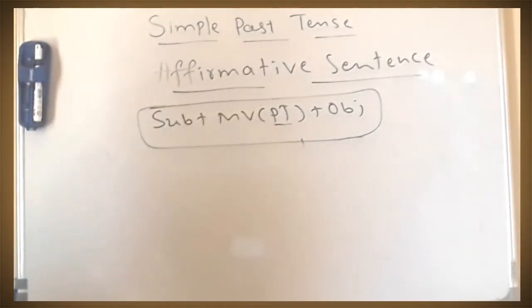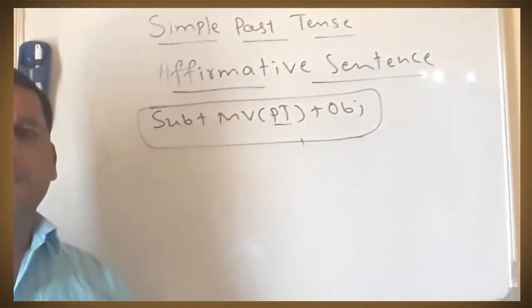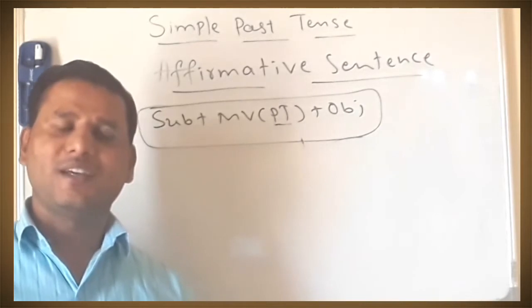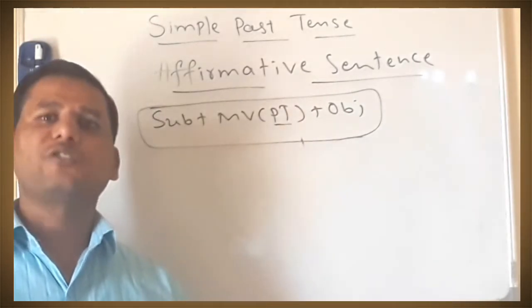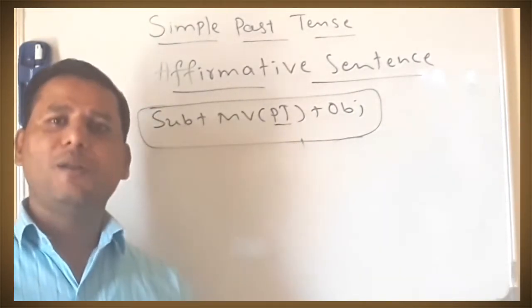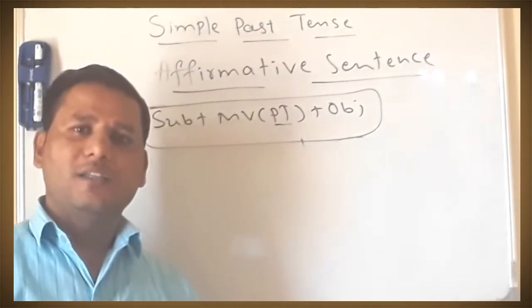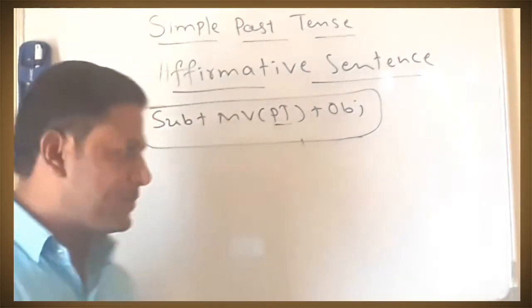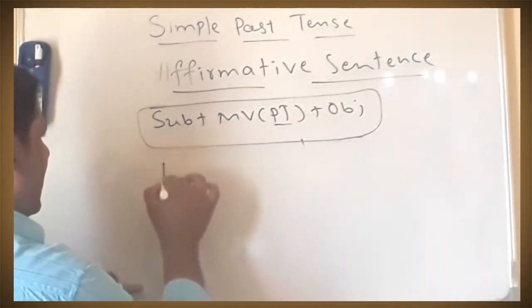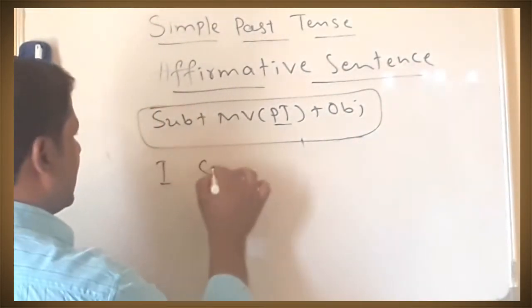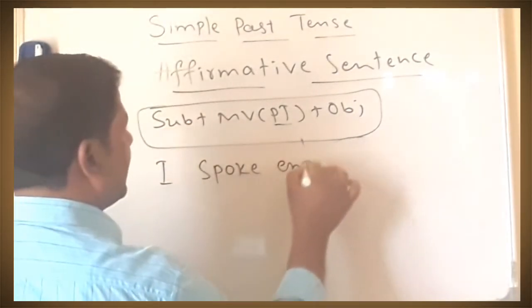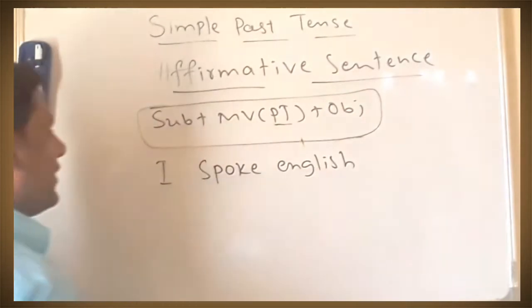So let's see the same sentence. In simple present tense, I speak English. In present continuous tense, I am speaking English. In present perfect tense, I have spoken English. In simple past tense, speak will become spoke. So I spoke English. Subject I, main verb speak becomes spoke, object English. I spoke English.